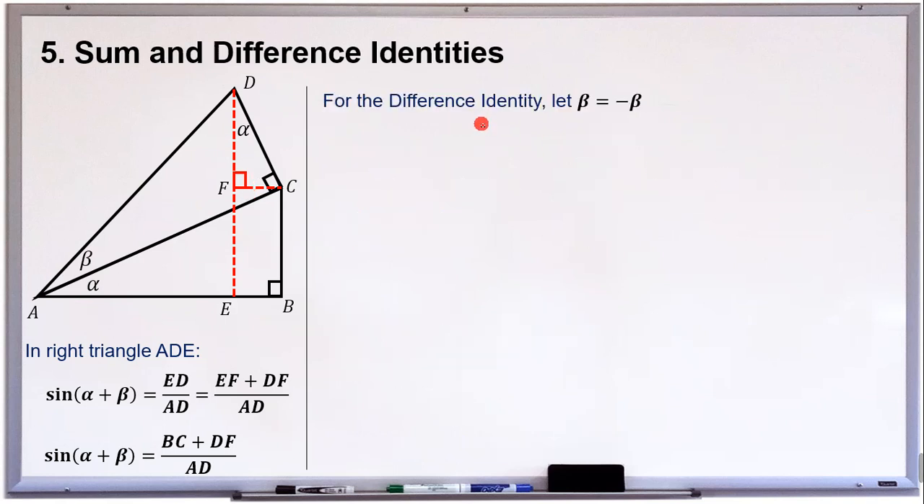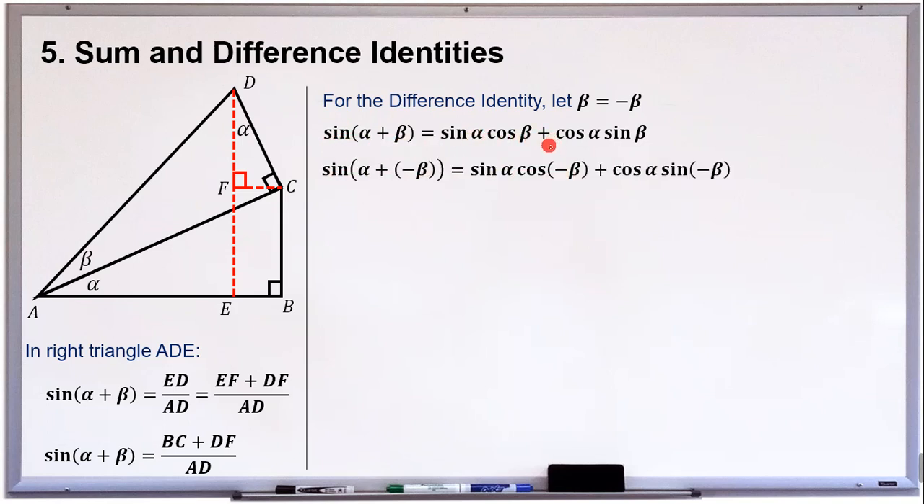Next, for the difference identity. If we're going to get an expression for the difference of two angles, we're going to let beta be equal to the negative of beta. And we will use the previous equation for sine alpha plus beta that we have just derived. So this is now our equation: sine alpha plus beta is equal to sine alpha cosine beta plus cosine alpha sine beta.